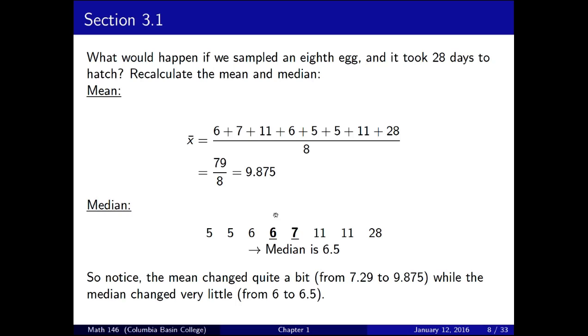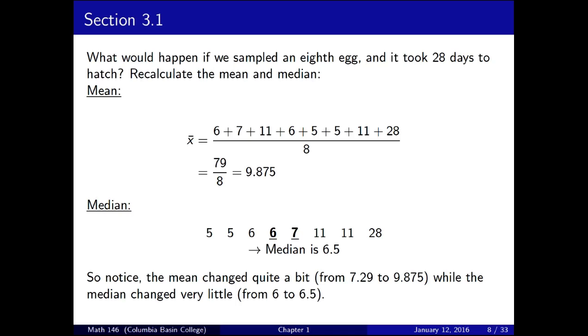Now, if we recalculate the median, all I have to do is take my ordered data and tack on the 28 to the top of it, and you'll notice now I don't have a true median. There's no number right here in the middle. So what we do is we average those two middle values, which will average out to 6.5. So what I notice here is that the mean jumps quite a bit.